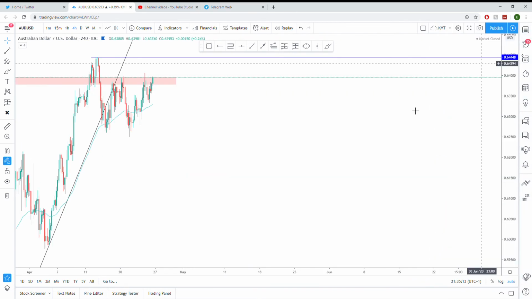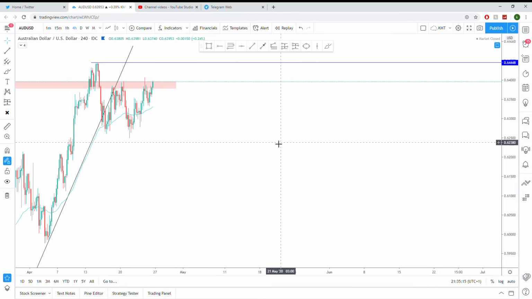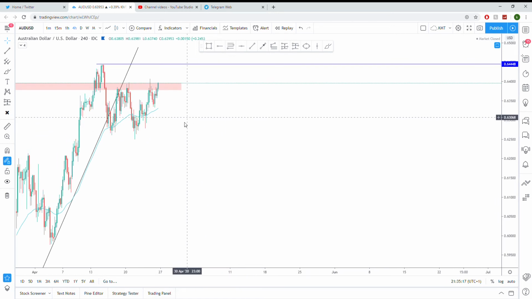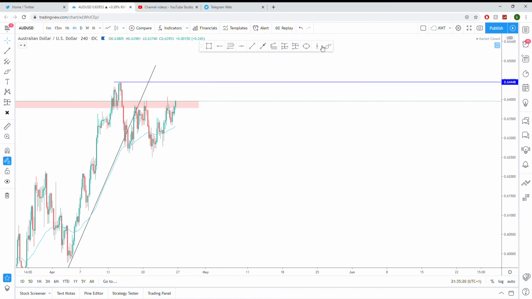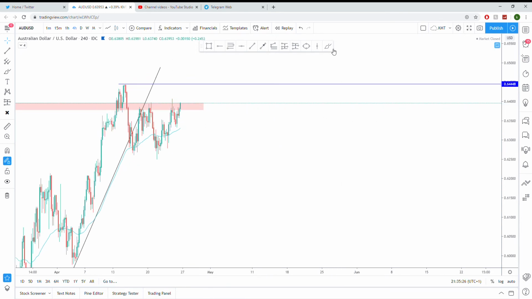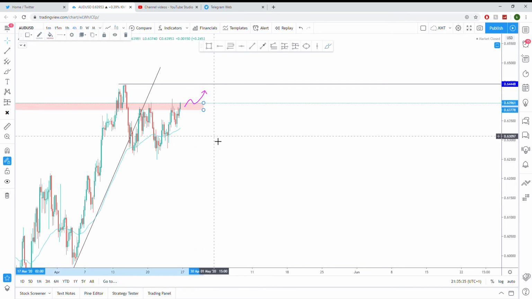So Aussie dollar to the US dollar, we are essentially looking for an upside move still. The pressure is slowly pushing up. Again, we're coming into our zone, so we just need to wait and find strong momentum to the upside following the pullback if possible, and then push to the upside. If we could get into that, that would be great.